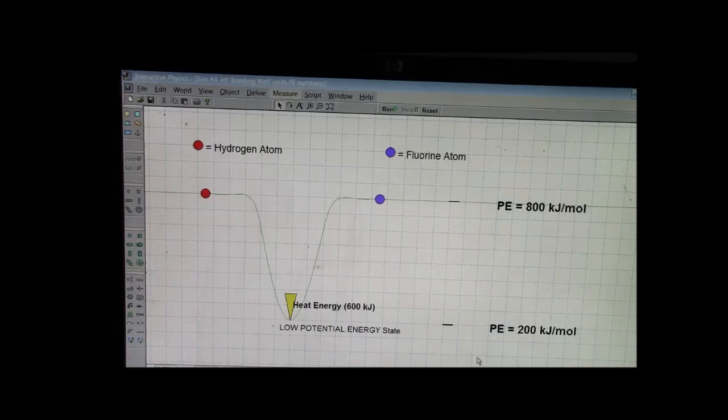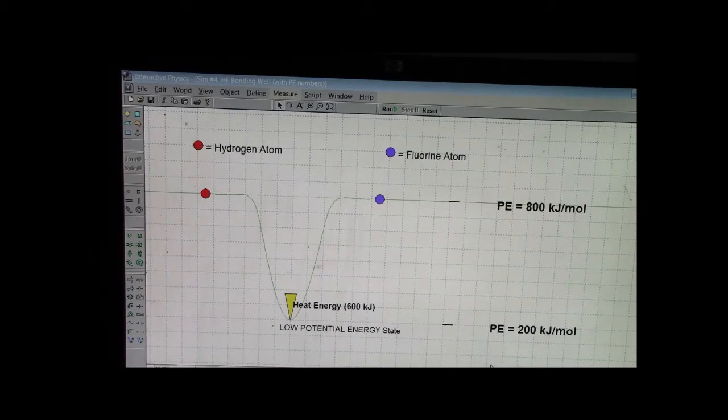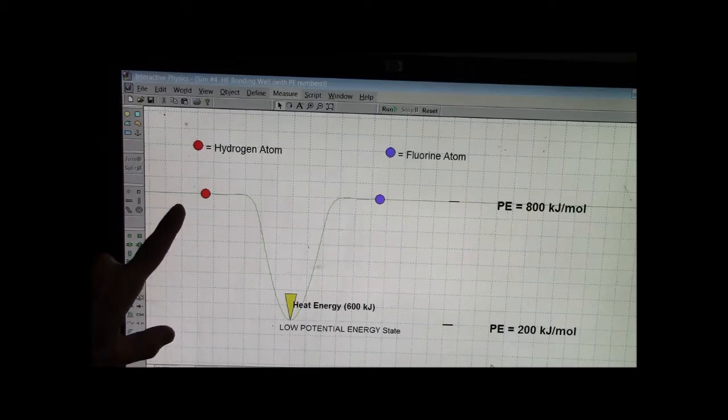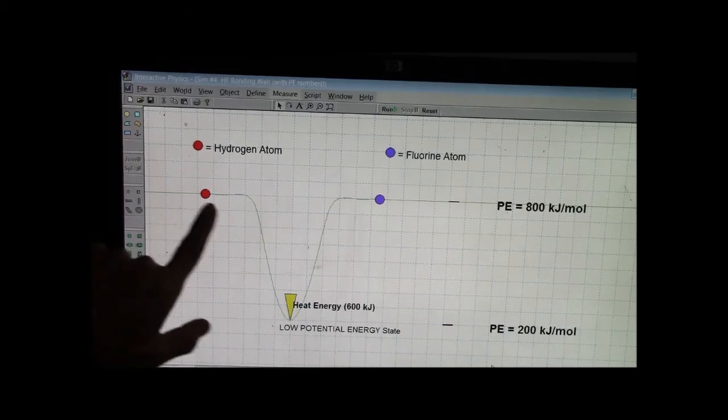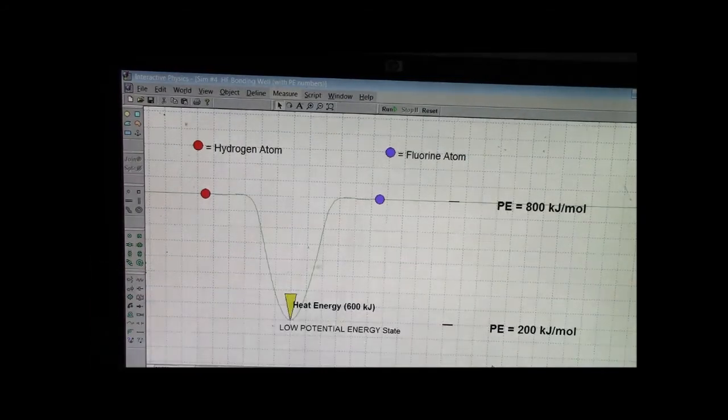This is simulation number 4. Here I'm trying to demonstrate the concept that we are neither creating nor destroying energy. Energy can never be created or destroyed. And I'm using numbers to help prove this concept. Here you can see these atoms unbonded have high potential energy. When they bond, they will drop in potential energy.